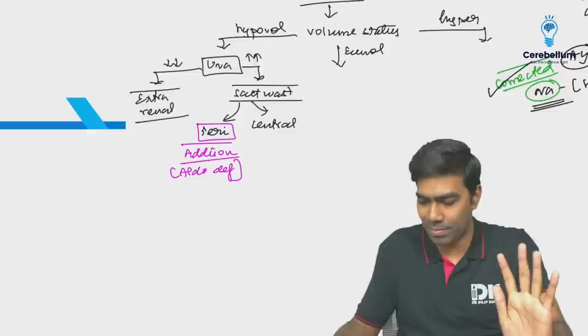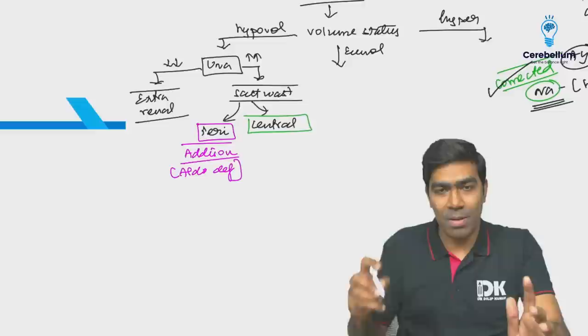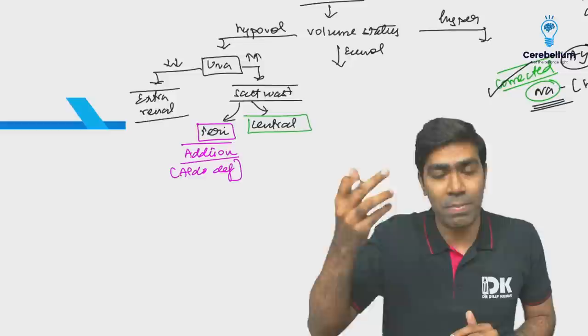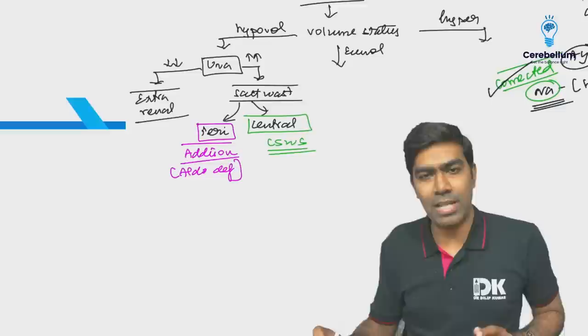What about central salt wasting? Here there will be a central problem, anything, meningitis, tumor, tuberculosis, neurocysticercosis, any central problem causing salt wasting because of increased release of brain natriuretic peptide. That is central salt wasting or cerebral salt wasting syndrome, CSWS.